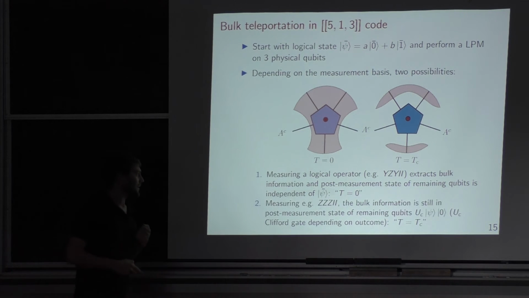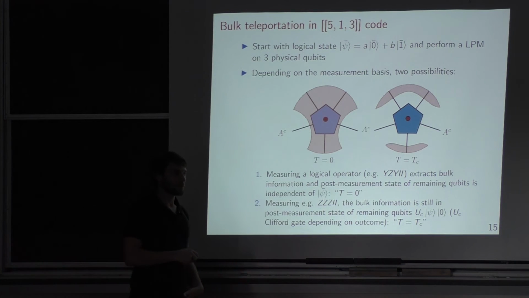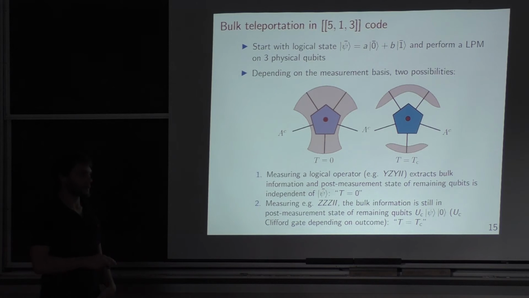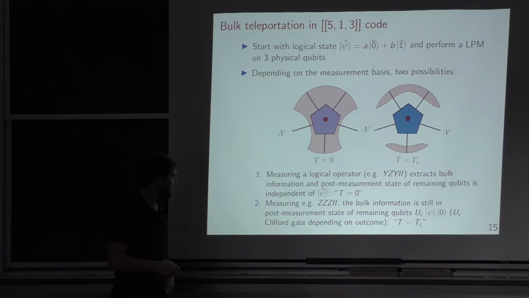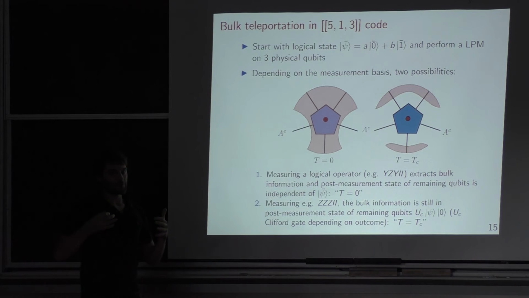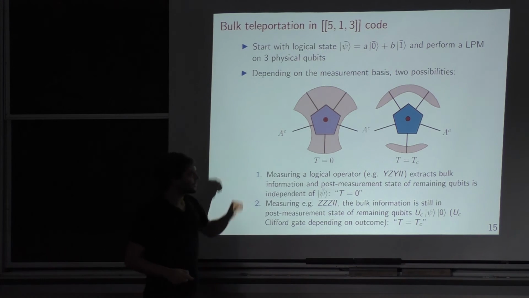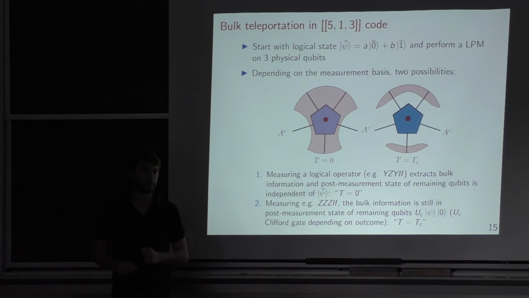The other possibility is that you measure some other operator, which is not a logical operator. For example, sigma z, sigma z, sigma z is not a logical operator of this code. If you do that, the bulk information is still encoded in the remaining 2 legs of this tensor network, or this single tensor, we should say. And in particular, how is it encoded? Up to an entangling unitary on these 2 legs, it's just a product state of 0 and the initial logical state. So, of course, if you want to decode the bulk qubit, you must know what the outcome of the measurement was. But still, you can interpret this as having the logical information stored in the entanglement of the 2 remaining legs.